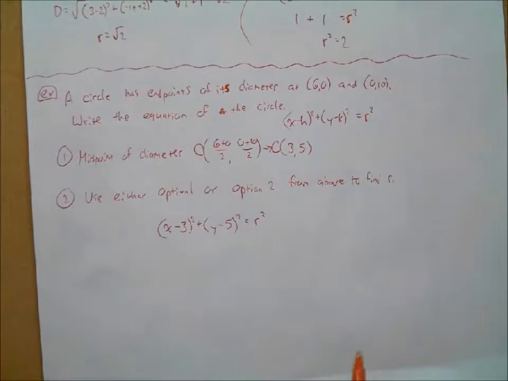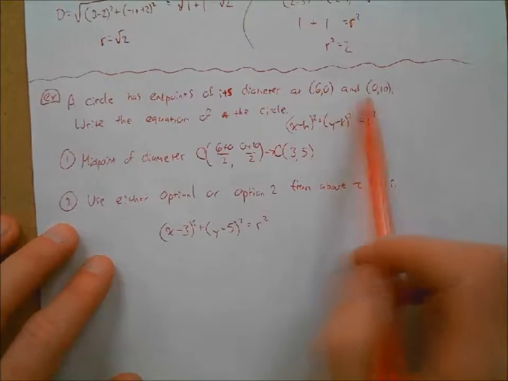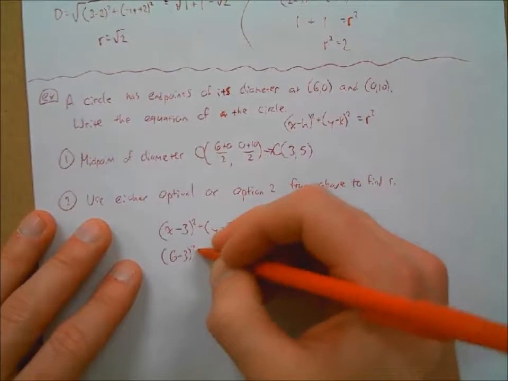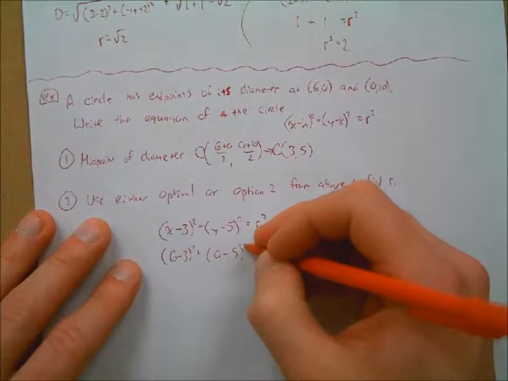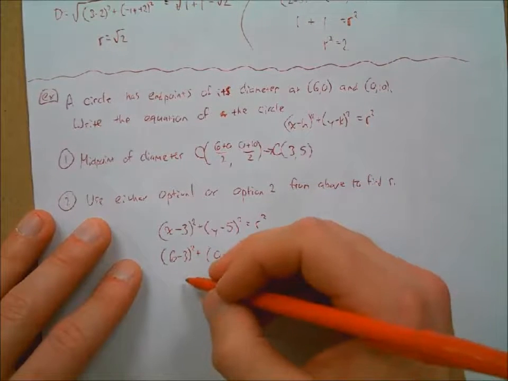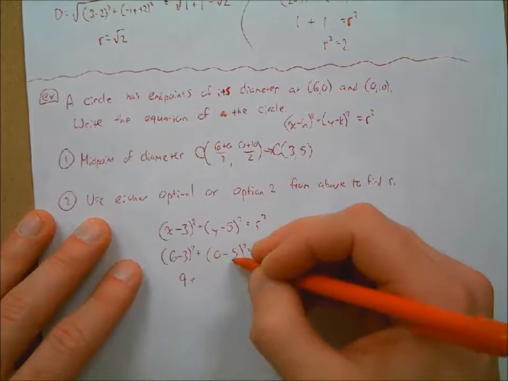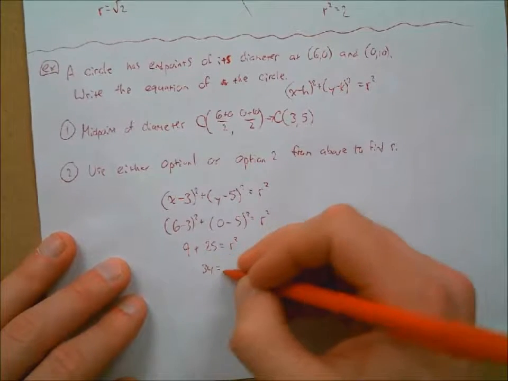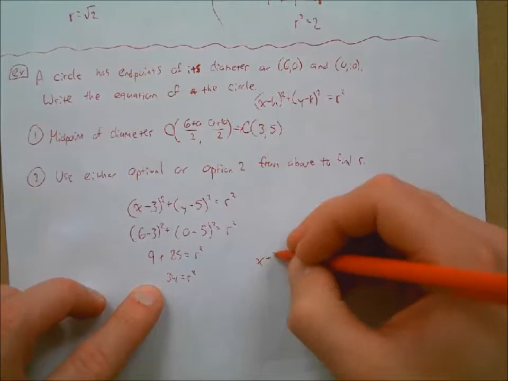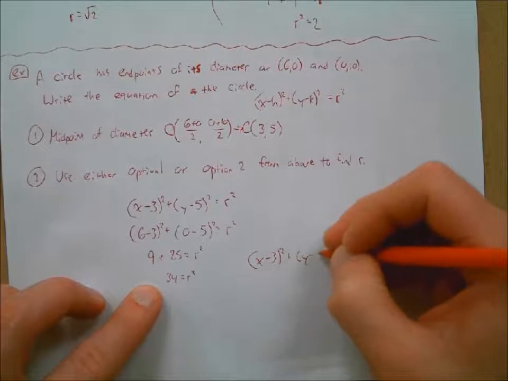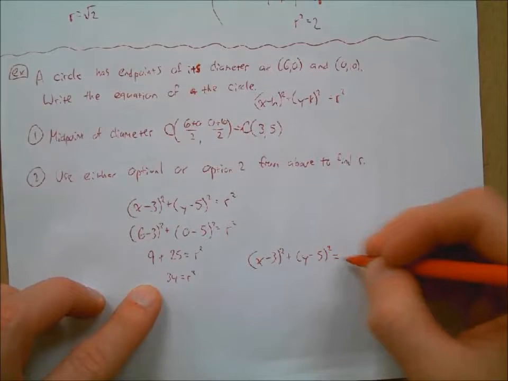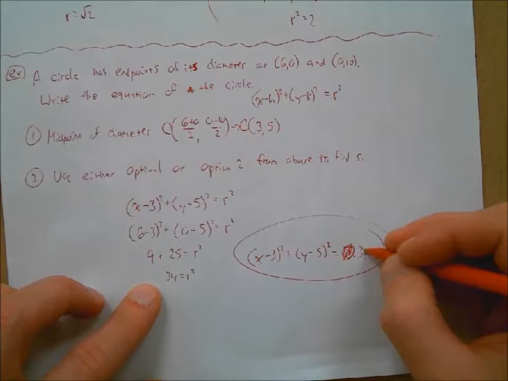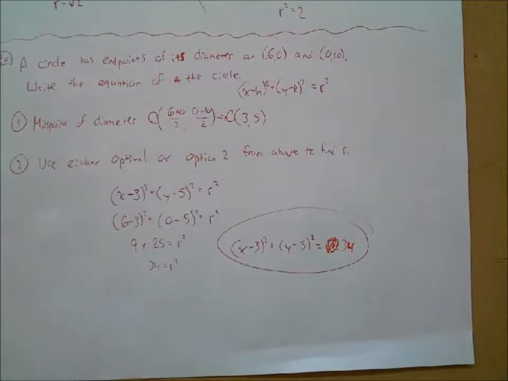I'm going to plug in one of my points. Does it matter which point I plug into my circle equation here? Nope, they're both on the circle, so I'll plug in the first one. 6 minus 3 squared plus 0 minus 5 squared equals r squared. 6 minus 3 is 3, squared is 9. 0 minus 5 is negative 5, squared is 25. 9 plus 25, 34. R squared is 34, and so we have the equation x minus 3 squared plus y minus 5 squared equals, whoops, equals 34. Okay. There's the equation for our circle. That's it.